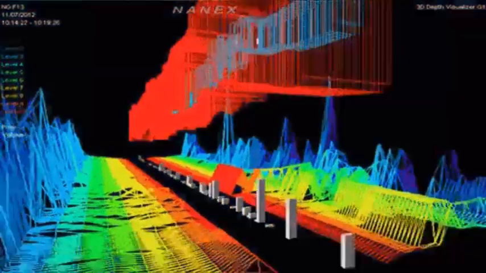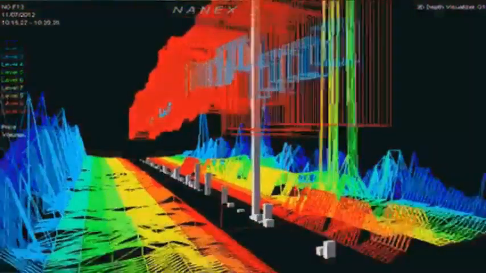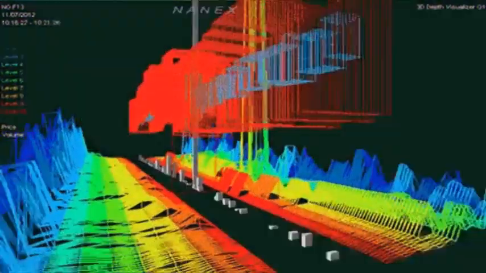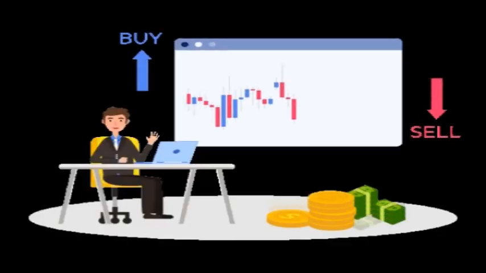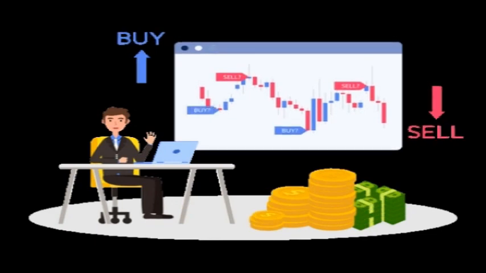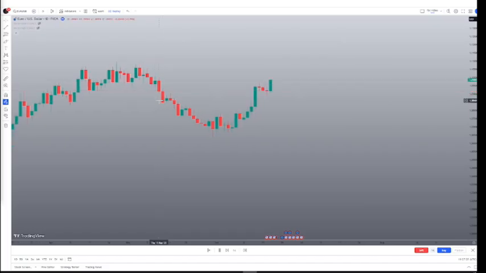I'll be walking you through a step-by-step guide on how to capture trend reversal without any indicator. I'm a pure price action trader, so I want to change your thinking today. I want to change your overview on how you analyze the market. Stay tuned if you want to be a profitable trader.